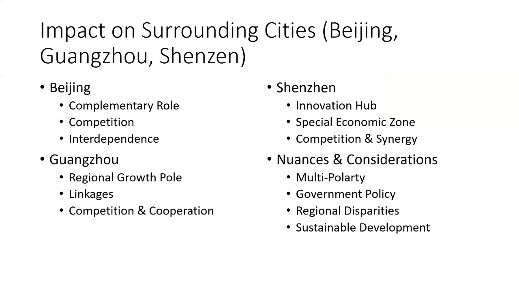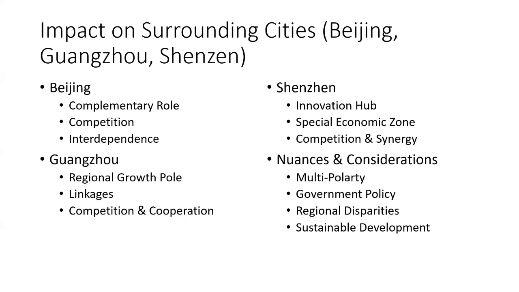Impact on surrounding cities such as Beijing, Guangzhou, and Shenzhen. The relationship between Shanghai and other major cities is more complex than a straightforward growth pole and periphery model. These cities are also important economic centers in their own right and can be viewed as growth poles. And this is how they interact.